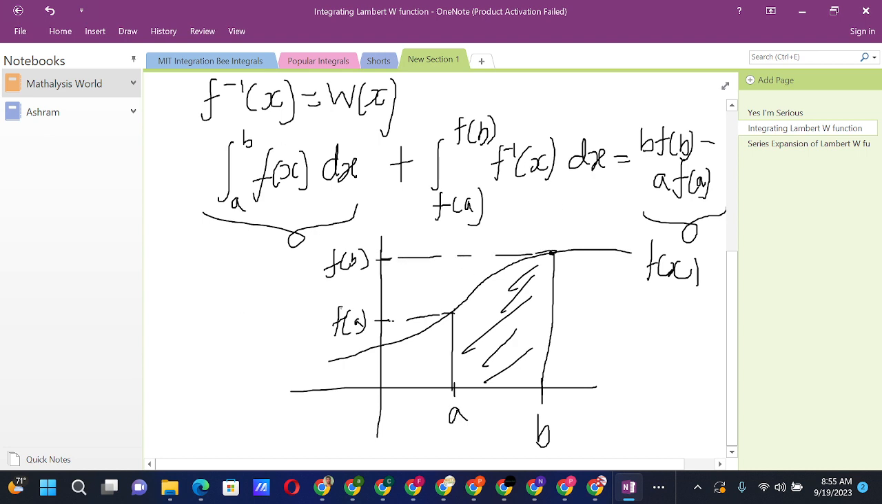Now for the f inverse of x graph, we can just view this axis, running along this axis from f of a to f of b. So this area will just be this area. And now to find this area, we can take the area of the bigger rectangle minus the area of the smaller rectangle. The bigger rectangle is length times breadth, that's b times f of b. And the smaller rectangle is again length times breadth, that's a times f of a. So that's how we derive this formula. And now we will use this.